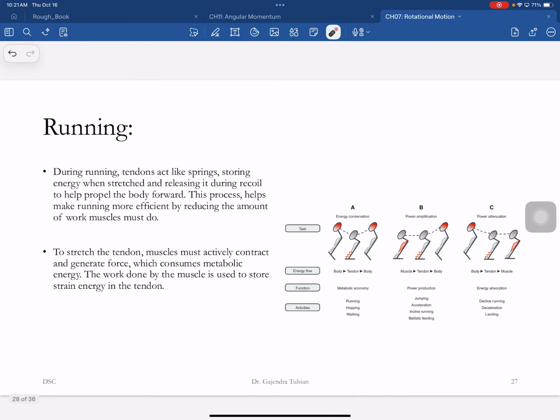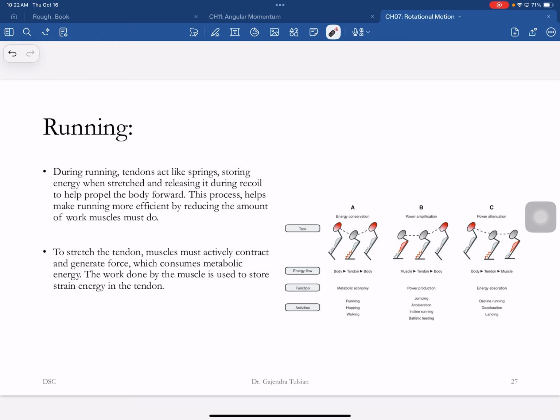Okay. So here's a nice diagram. Here's the energy flow. So this is energy conservation. So here's your center of mass. You plant your foot, and look what happened. Your tendons stretched. They stored the gravitational potential energy that you lost, and then the tendons gave back the energy, and your center of mass went up. So here your muscles don't have to work, or not as much. So you do this when running, hopping, walking, and so on.